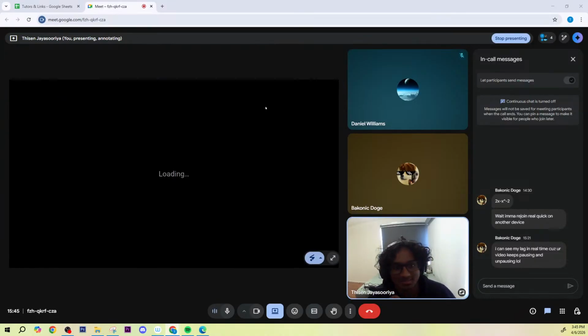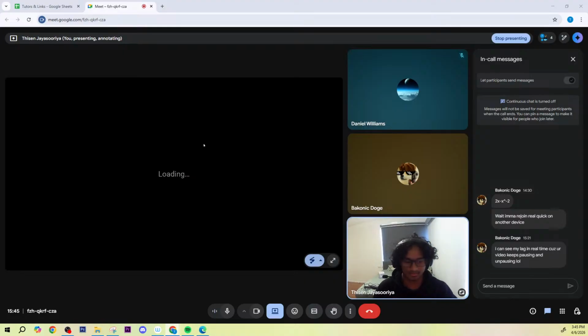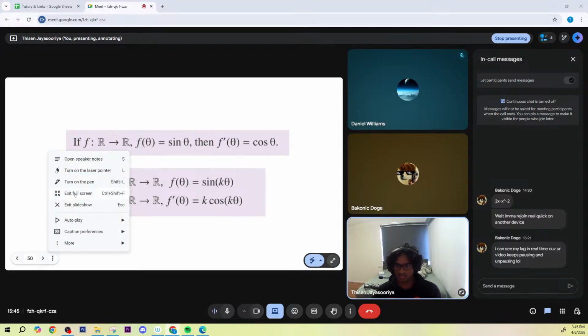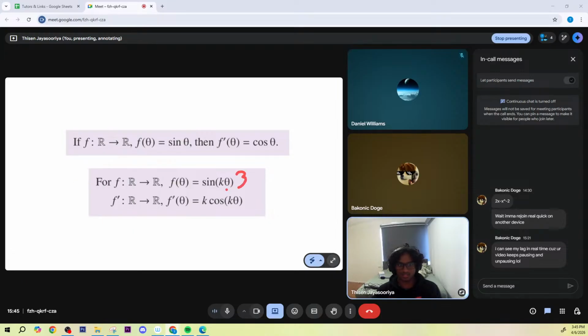The last part of this is about continuity and differentiability. So, here, this is the derivative of sine. I can derive the same thing with the chain rule. For this one down here, I can derive this one using the chain rule.